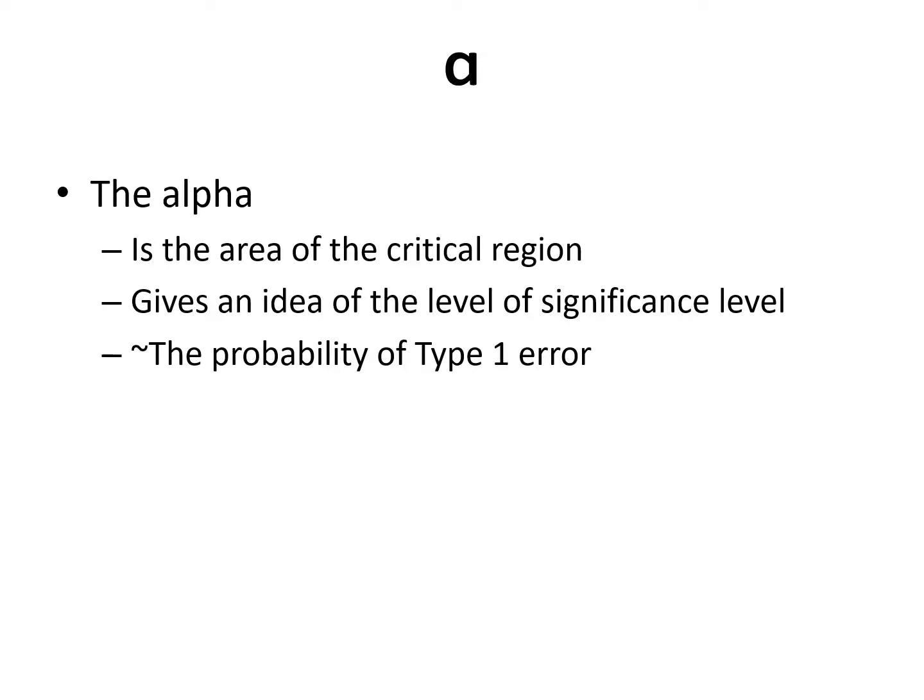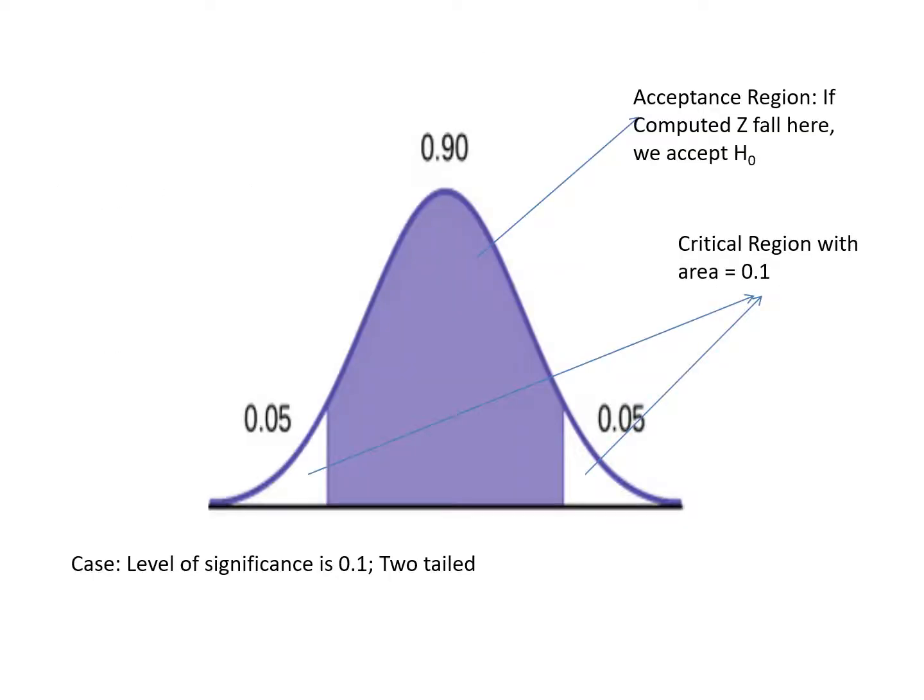First of all, we will speak about the alpha. Alpha has very many connotations. It is the area of the critical region. Once we have a graph showing us the acceptance region and the critical region, it is the area of the critical region. It gives us an idea of the level of significance to use while testing a hypothesis. It is the probability of type 1 error.